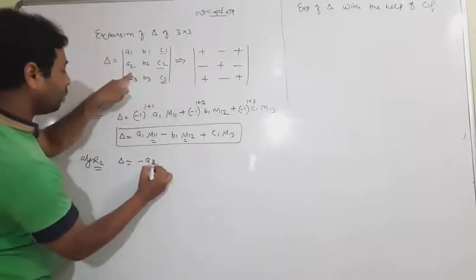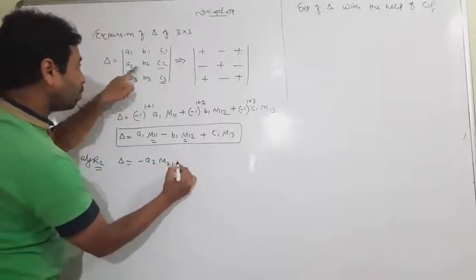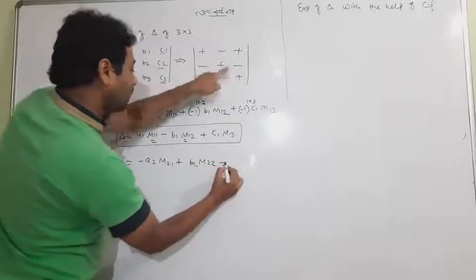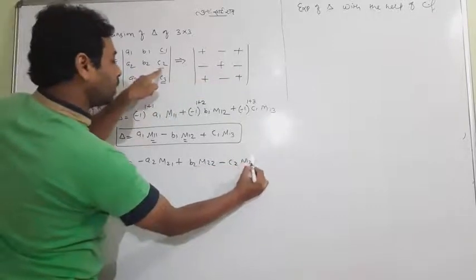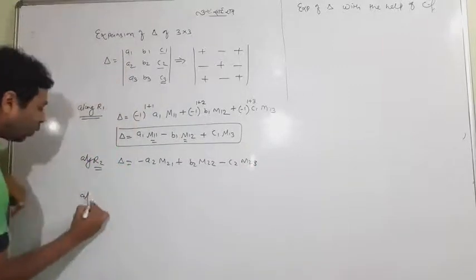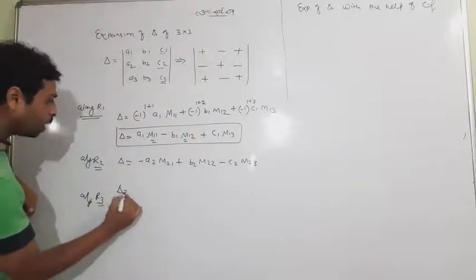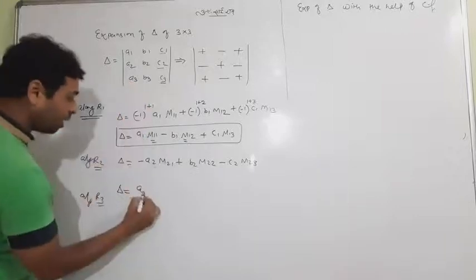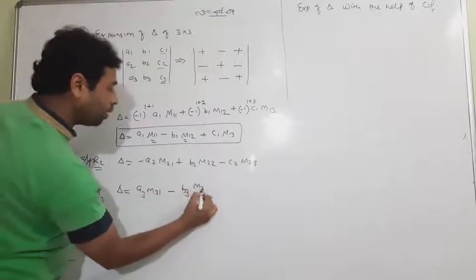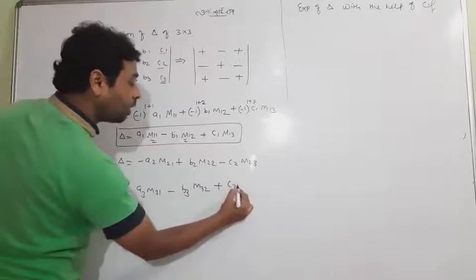Minus A2 its minor, plus B2 its minor, minus C2 its minor. Along R3, what you had written? Tell me quick. Plus A3 its minor, minus B3 its minor and plus C3 its minor.